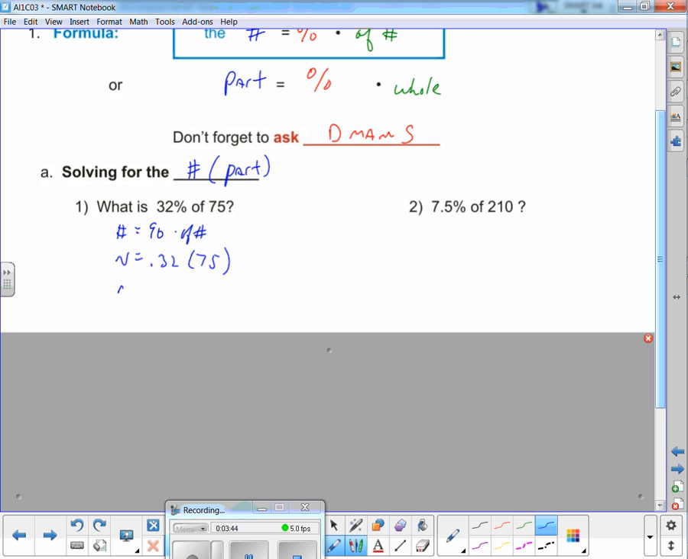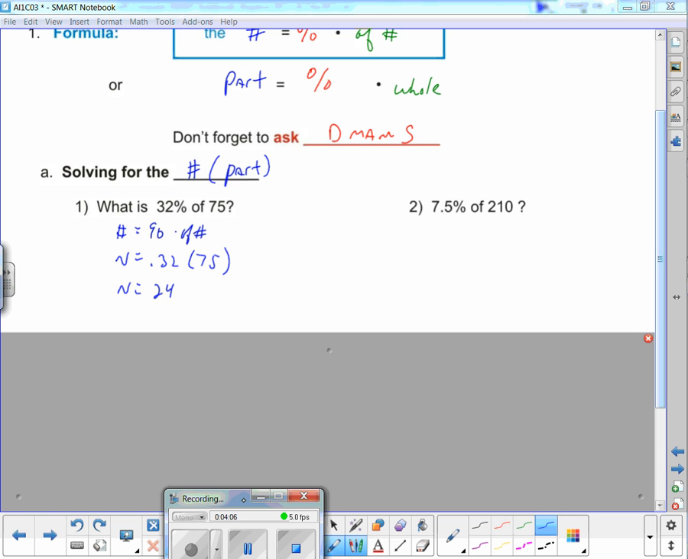Does DeMams like your answer? 24 is 32% of 75. Sounds reasonable. 50% of 75 would be 37 and a half. I got to be below that. I am. It's reasonable. I like it. It's good to go. All right, go ahead and try number 2. See what you can do at 2.